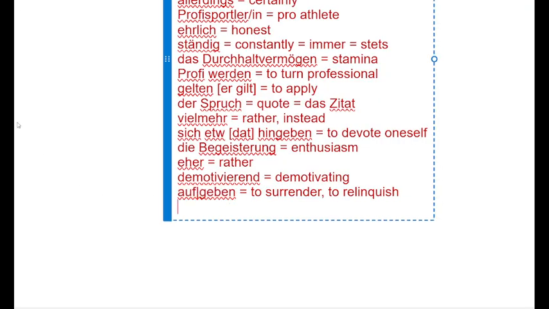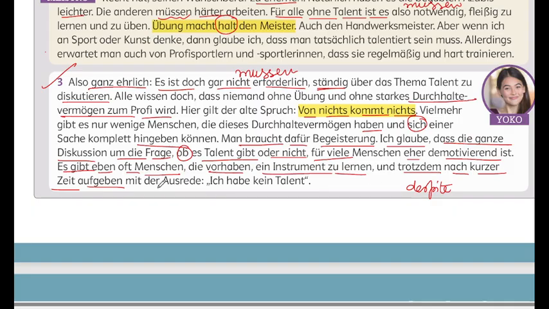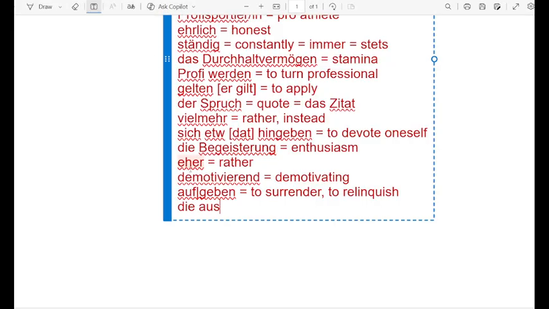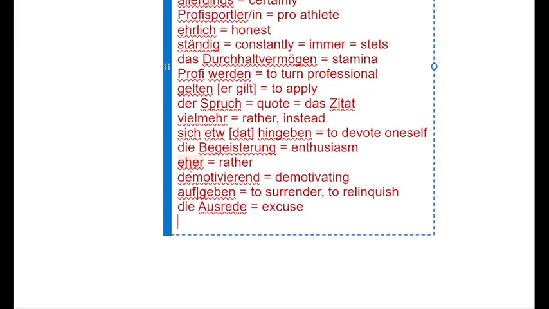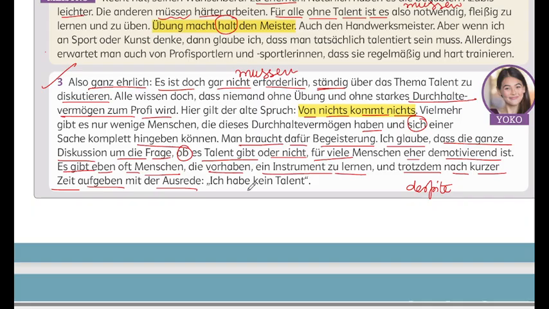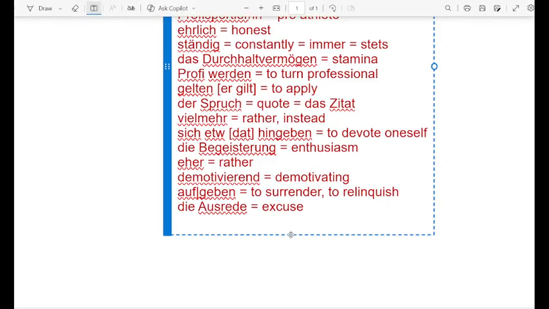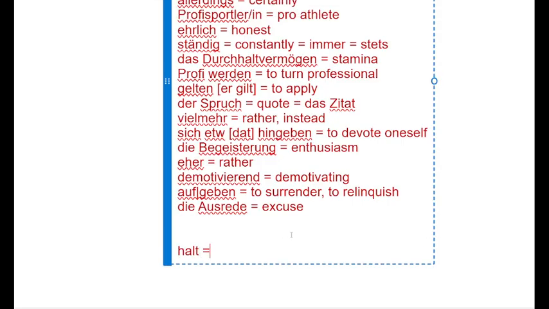Okay? And what they say, the Ausrede. Ausrede means excuse. What is the excuse? Ich habe kein Talent. Okay? I don't have any talent. Okay? Another word, this particle halt actually means here simply, or you can say just, after all. Okay, this is here as a modal particle.